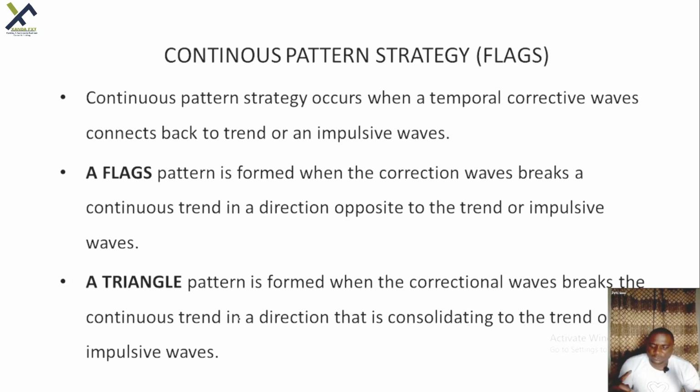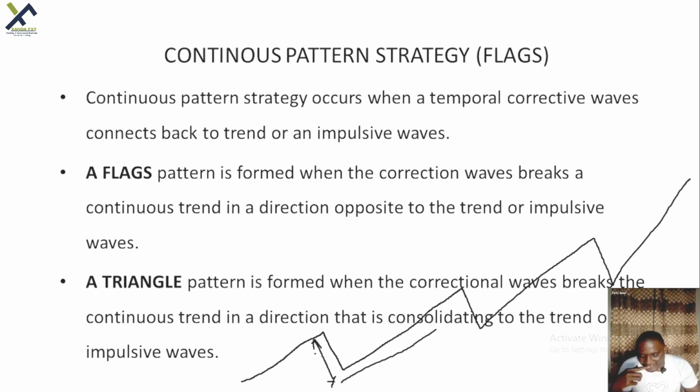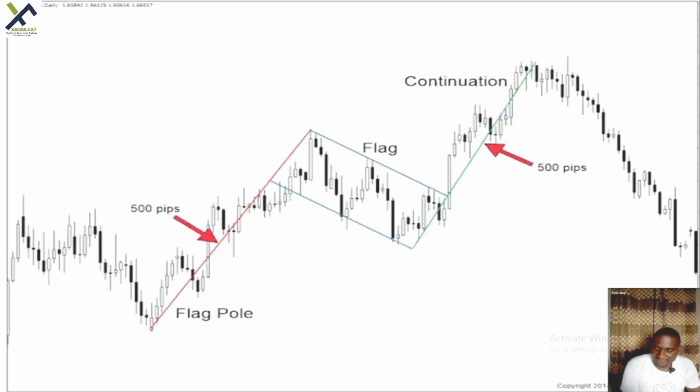Now a flag pattern is formed when the correction wave breaks a continuous trend in a direction that is opposite to the trend. For example, the market has been moving in an uptrend, and all of a sudden there is an opposite reversal in the price movement. After the opposite move, it connects back again and continues, breaks again, connects back again. The corrective wave connecting back to the impulsive wave is called a flag.